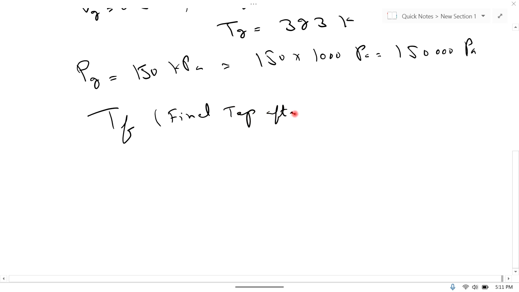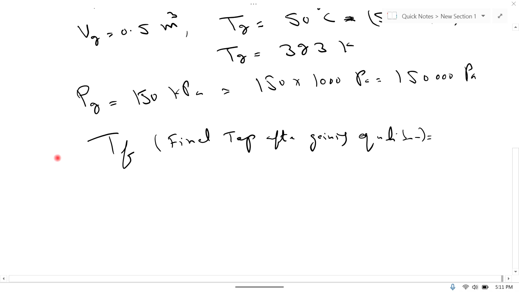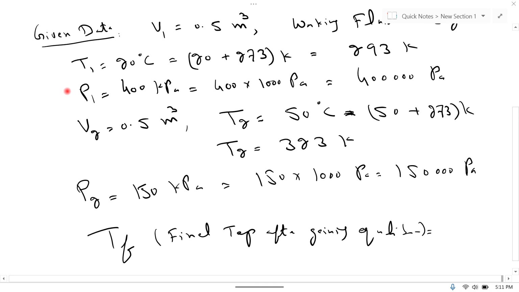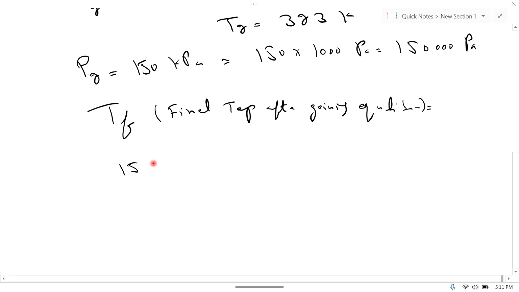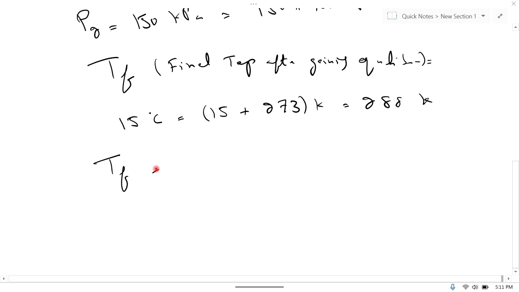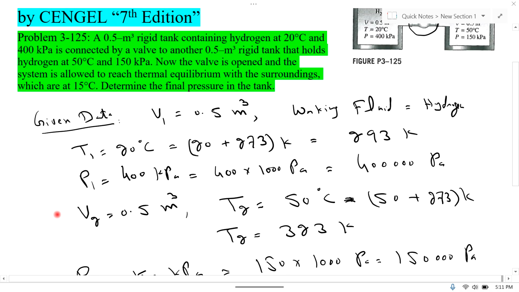Final temperature after gaining equilibrium is equal to 15 degrees centigrade, and this 15 degrees centigrade is equal to 15 plus 273 Kelvin, which is equal to 288 Kelvin. So the final temperature will be equal to 288 Kelvin.